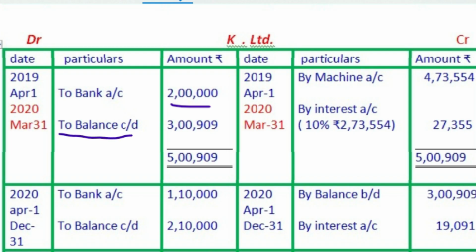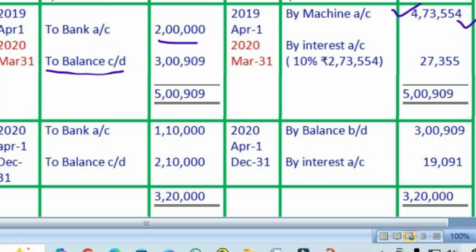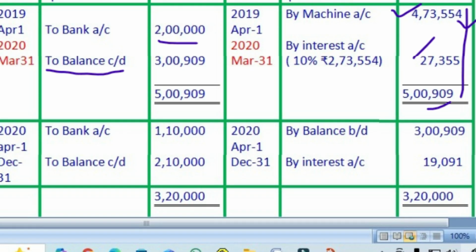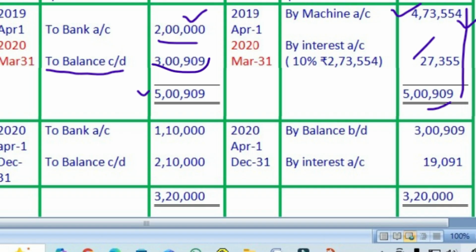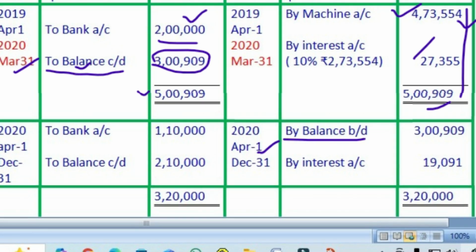So the first installment at the beginning of next year, and this is the calculated balance of the account. So to balance CD, balancing of the account, machine account, credit side 4,73,554 plus 27,355, so the total is 5,909, and the credit side is greater than the debit side. And this 5,909 minus 2 lakh balance is 3,909, and this is the CD, and it is transferred to next year, and next year is next day, that is April 1, by balance BD.